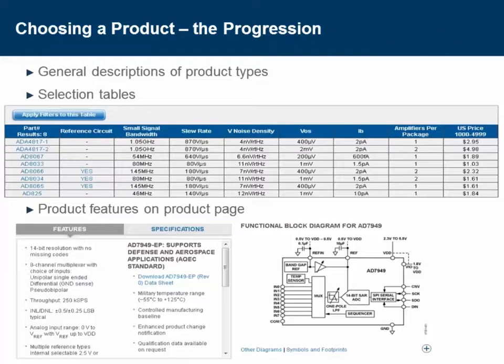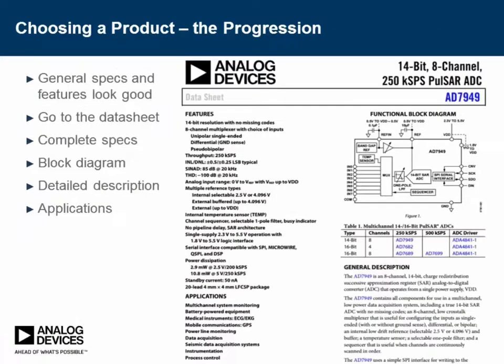So let's say you find one that you like, and then you would go to the data sheet. So you can look at the product page, get a pretty good idea what the product can do, first level specs, and then you go to the data sheet, and that has the complete specifications, block diagram, in some cases an even more involved block diagram, detailed description, all the applications, and then you can look through that and see whether the product is going to fit.